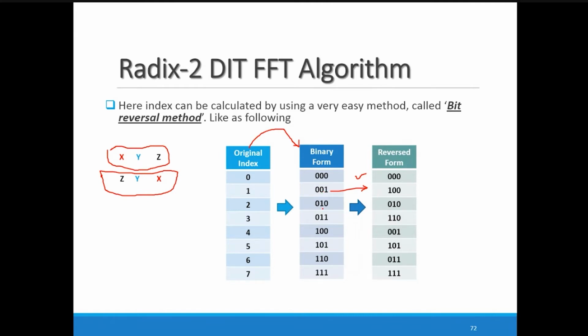Here 0, 1, 0, so it remains the same. Here 0, 1, 1, so now it will become 1, 1, 0. Here 1, 0, 0, which will become 0, 0, 1. Here 1, 0, 1, the same you are getting. Here 1, 1, 0, you are getting 0, 1, 1. So this is nothing but the reversal form.